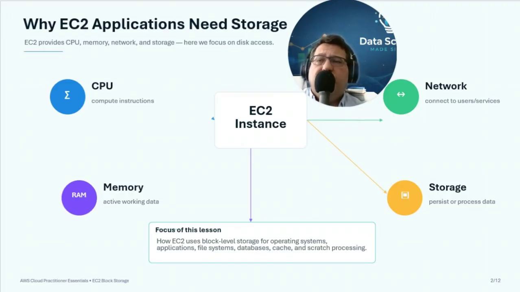In this lesson, we are concentrating on block level storage. EC2 applications may use block storage for the operating system, business applications, databases, file systems, temporary cache, and data processing workspaces. The key question is not simply, where can I store the data? The more useful question is, does the data need to be permanent, or can it be temporary and recreated? That decision will help us choose between Instance Store and Amazon EBS.